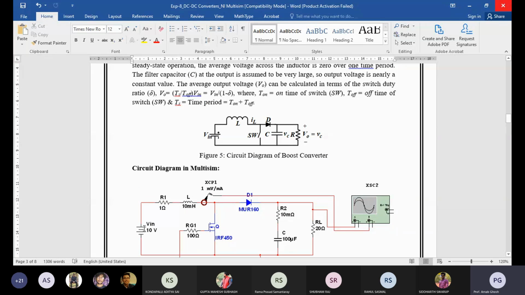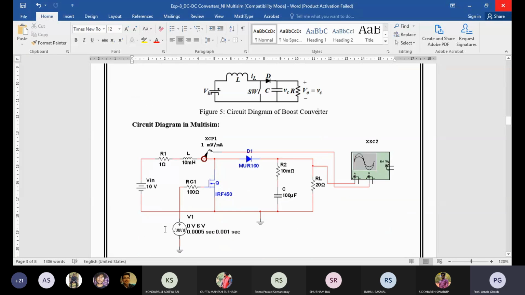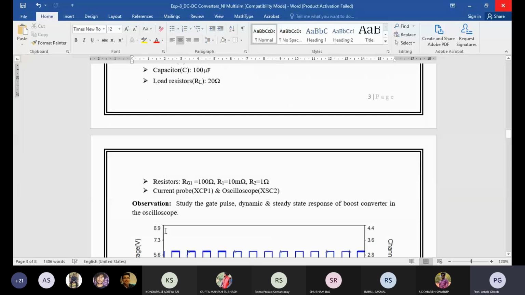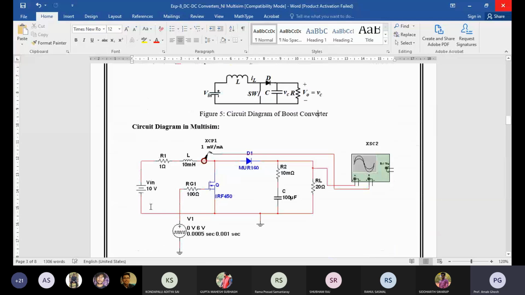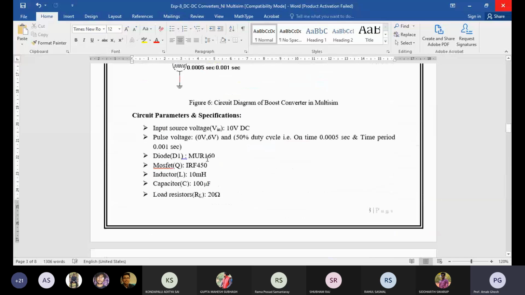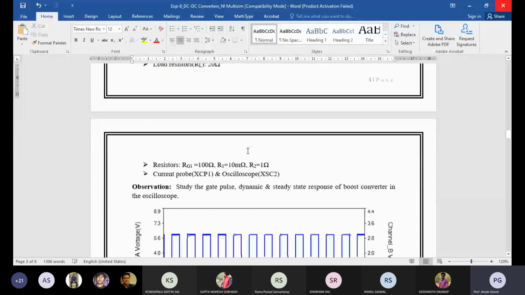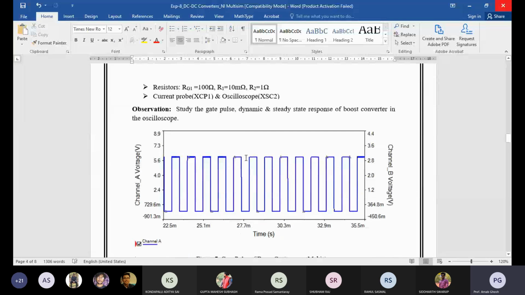Okay. So 10 volt is your input and 50% duty is there. So how much value are we getting? It is nearer to 17 mid. Okay, a lot of oscillations are there. Ripple is there. In case of boost converter, ripple is more compared to the buck converter. Basically, why is the ripple coming?